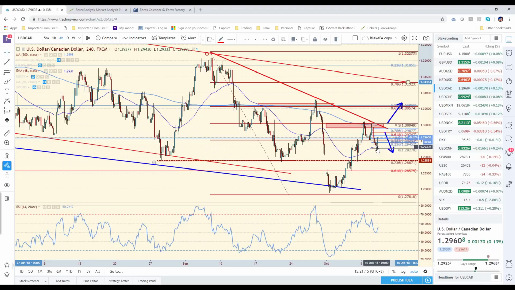I think as long as we stay below this red trend line here, which is basically 130, or you can say 129.90, something like that, as long as we stay below that, the risk is lower.